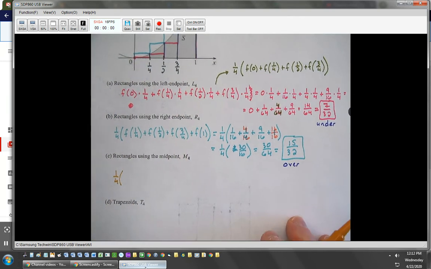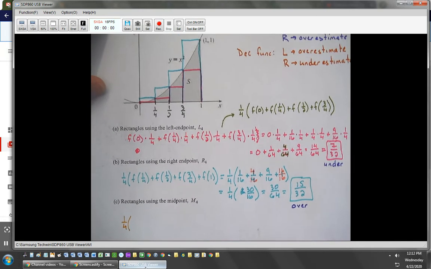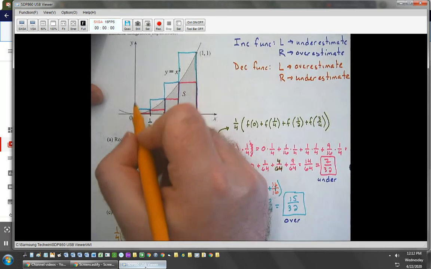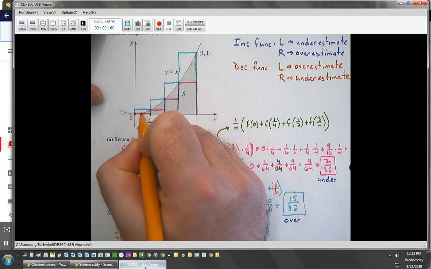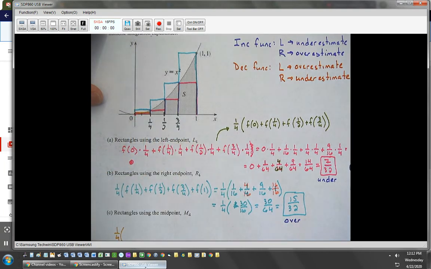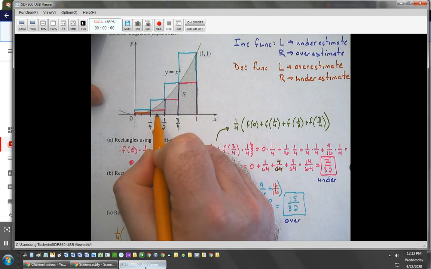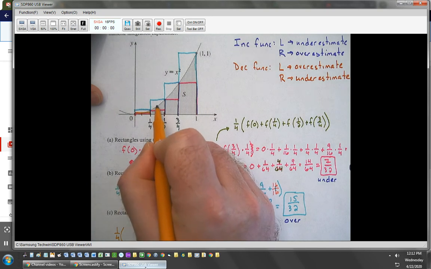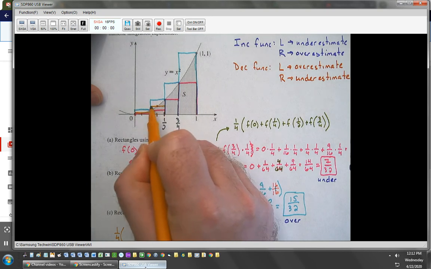Now what I need to figure out here is what am I looking at for the height of my rectangle. So now I'm going to the middle, and that's going to be the height of my rectangle. I go to the middle, track up to the function, that's going to be the height of my rectangle.